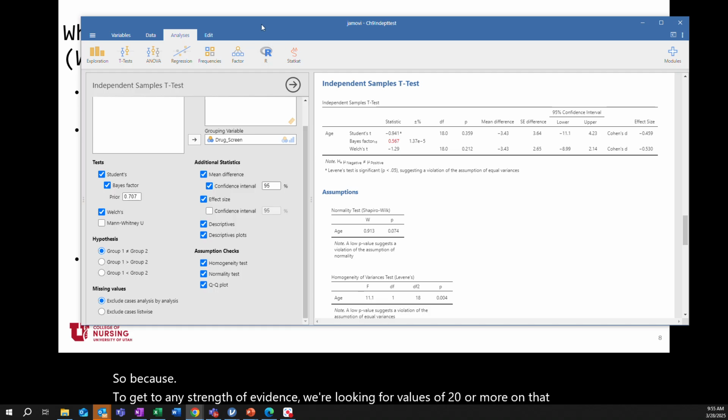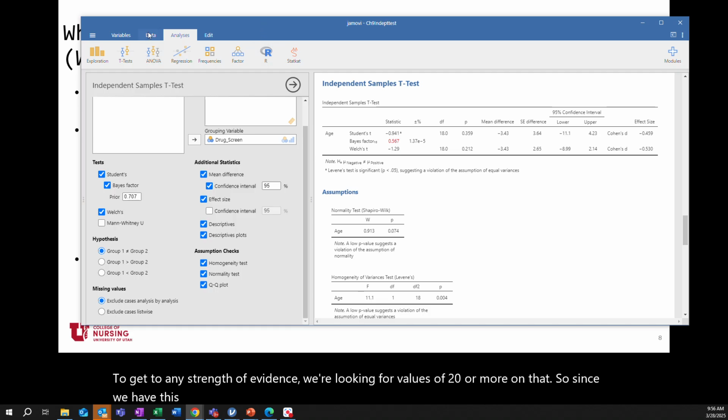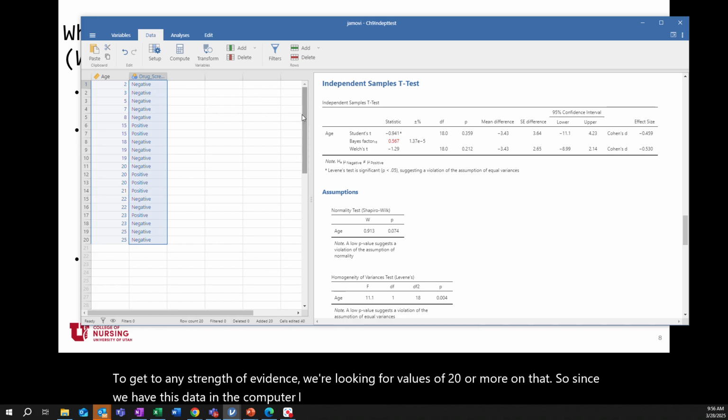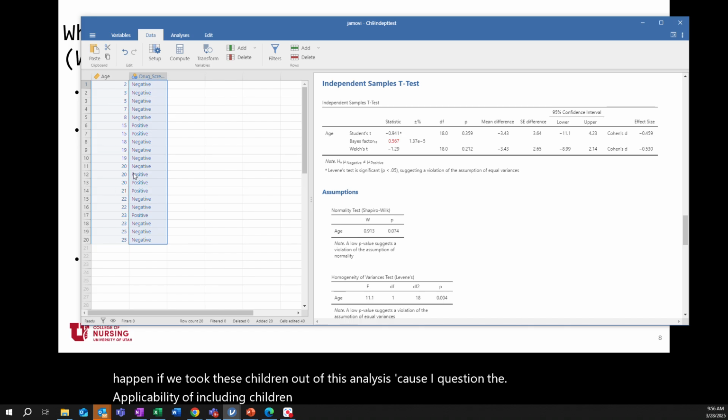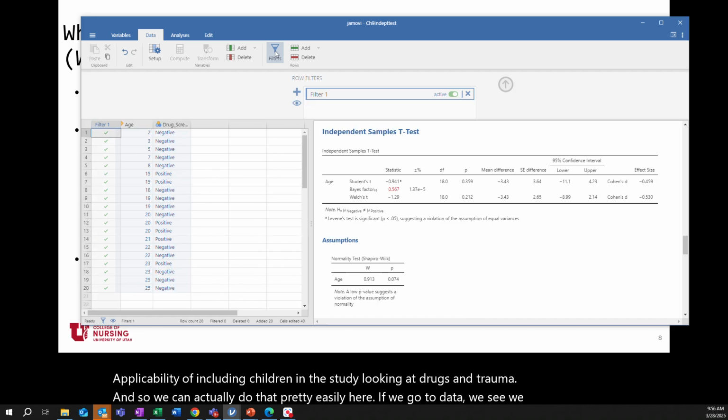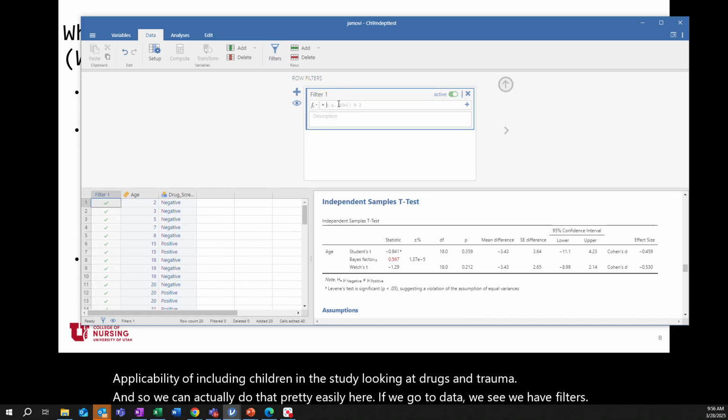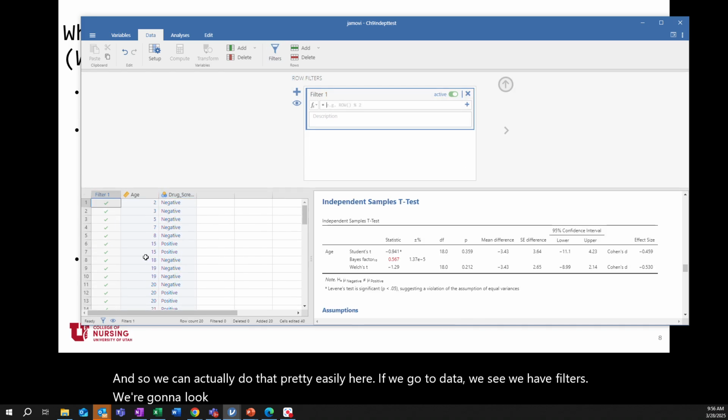Since we have this data in the computer, I thought we could look at this a little bit. What would happen if we took these children out of this analysis? Because I question the applicability of including children in a study looking at drugs and trauma. We can actually do that pretty easily here. If we go to data, we see we have filters, and I want everybody that's over the age of 12 included in here.